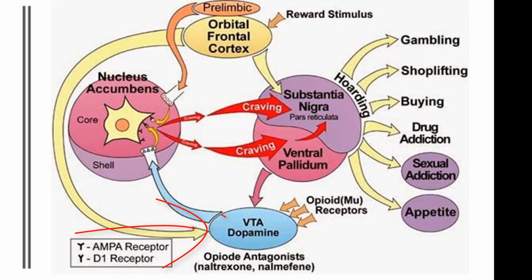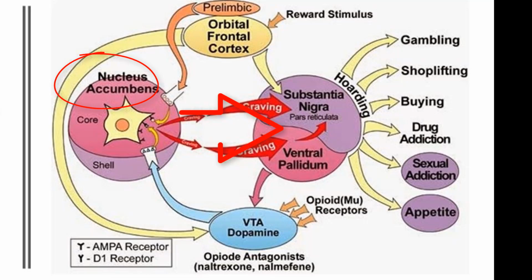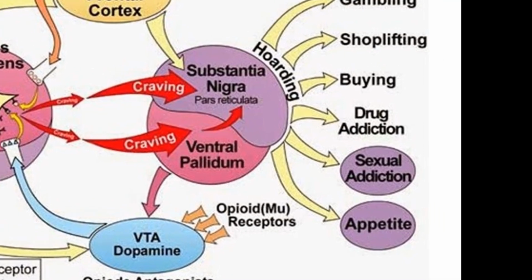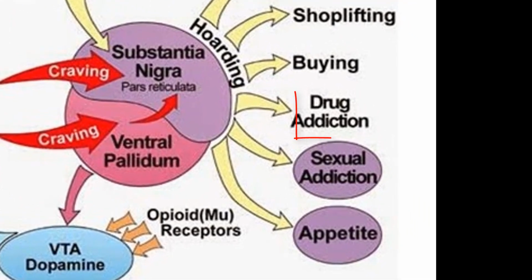This is another way of understanding it. Dopamine travels to the nucleus accumbens and then goes into the substantia nigra, or the ventral tegmental areas, and causes all sorts of addiction, including drug addiction. And this is very strong with methamphetamine.